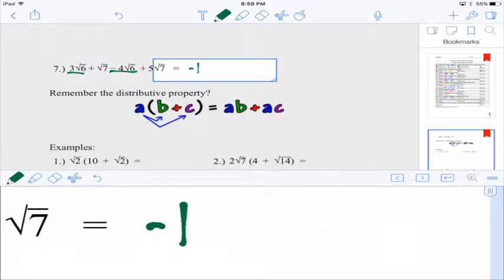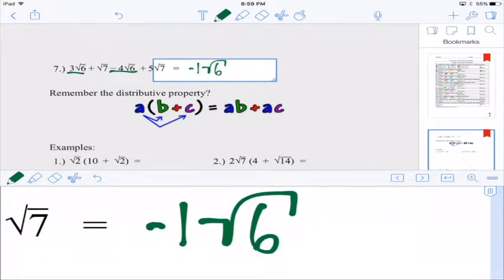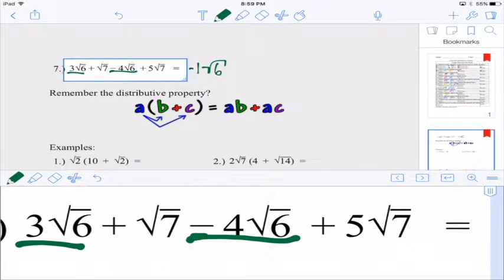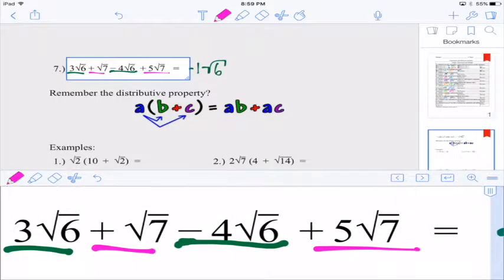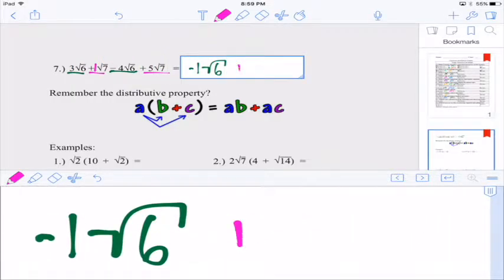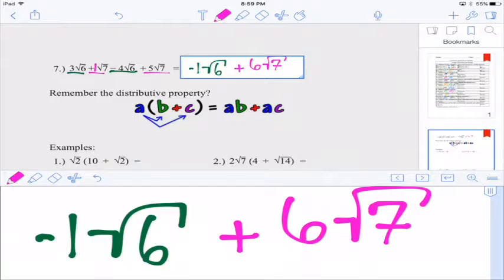Negative 1 square root of 6. Then we have square root of 7 plus 5 square root of 7. Those are like radicals. So remember, this is 1. So there's nothing there. So 6 plus 6 square roots of 7. Alright, so there's a nice little review.